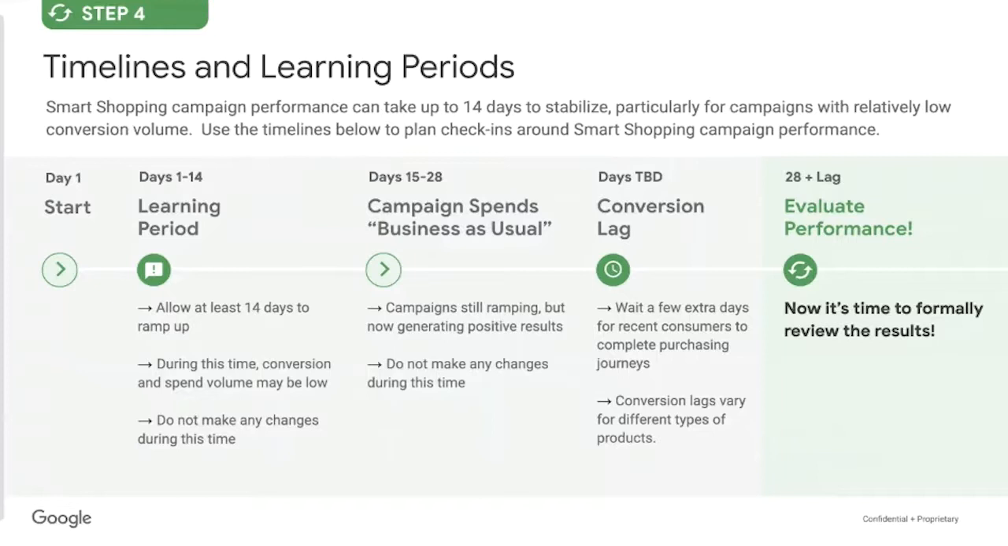Also, conversion lag, which refers to the delay between when people clicked on an ad and when they made a purchase, will vary for different types of products.